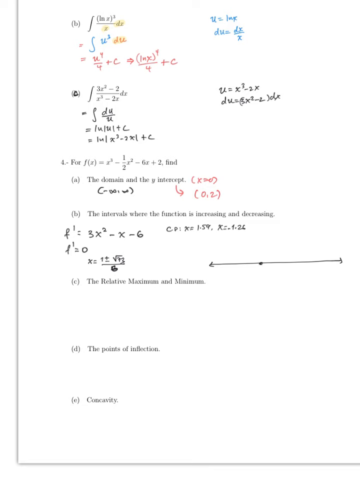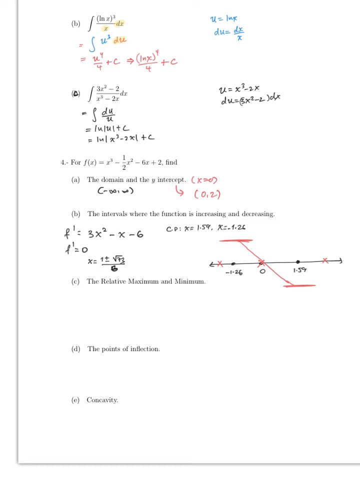So 0 is here for reference. The first critical point is here, 1.59. And the other critical point is here, minus 1.26. So now you just need to check here, here, and here to see if it's increasing or decreasing. If you pick 0, notice that this will be 0, this will be 0, so this will be negative. So that means that between these two values, this is decreasing. Remember, at this point, this is flat. This is flat because it's a critical point.